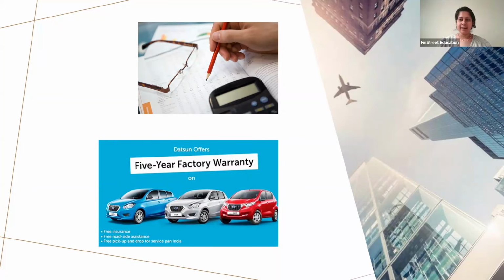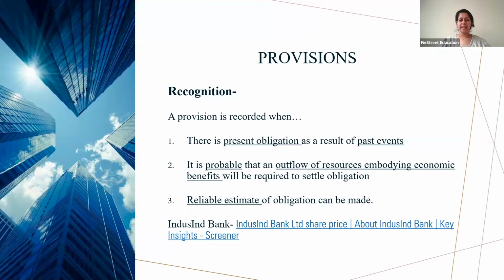Clear? Now, continuing with our case, how do we recognize a provision? As I said, we have to answer why, what, how, and when. We record a provision when there is a present obligation because of past events. Let us take our examples. Tata Motors or Maruti Suzuki has sold a car and given you an embedded, which means already included, warranty of 1 year. What is the past event here?